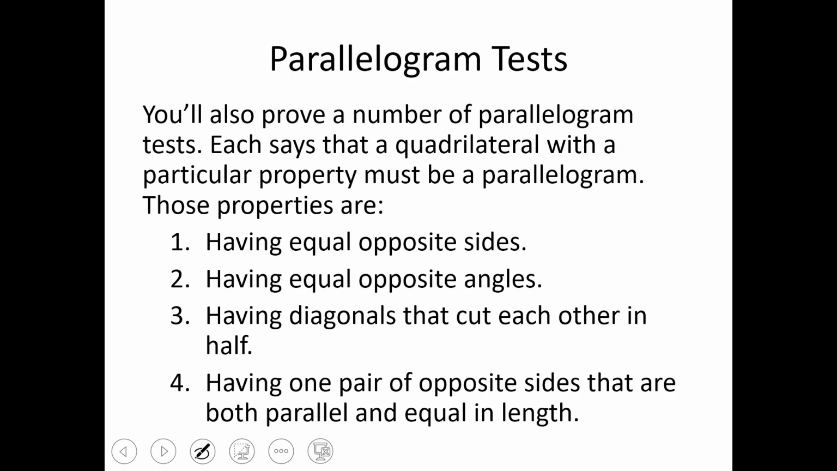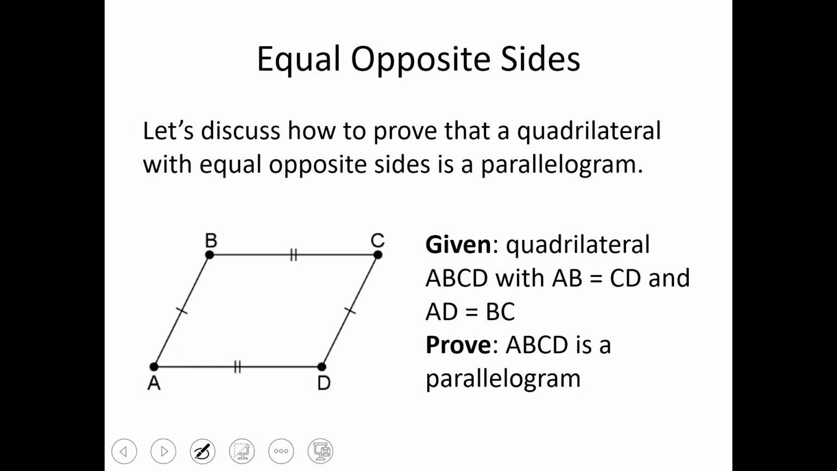a parallelogram. That if it has equal opposite angles, it must be a parallelogram. That if its diagonals cut each other in half, that is, intersect at their midpoints, the quadrilateral must be a parallelogram. And you'll also prove that if you have one pair of opposite sides that are both equal and parallel, then you must have a parallelogram. So let's talk about just one of these. This will give you the flavor of how these are proven.